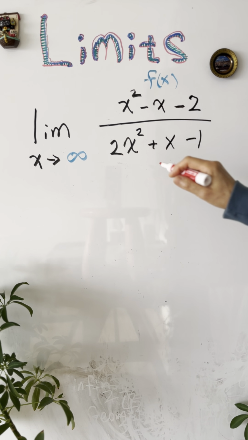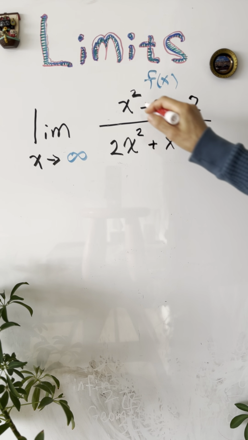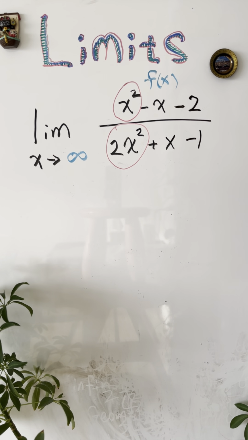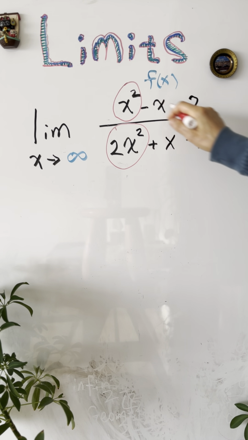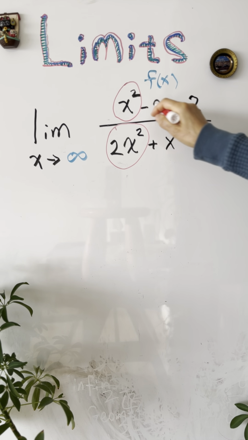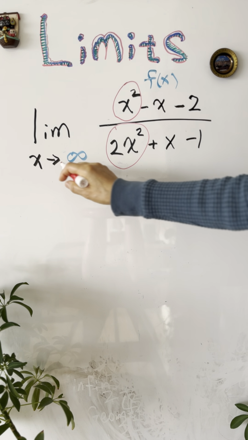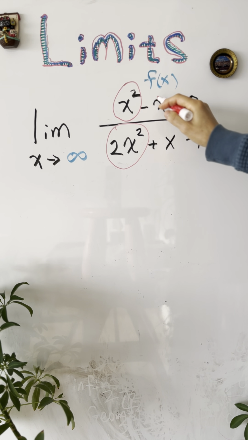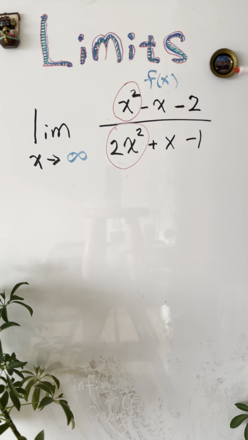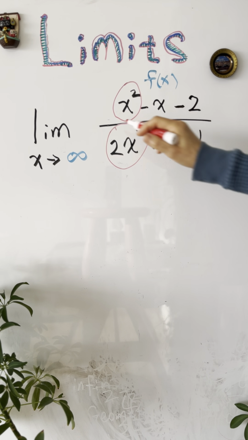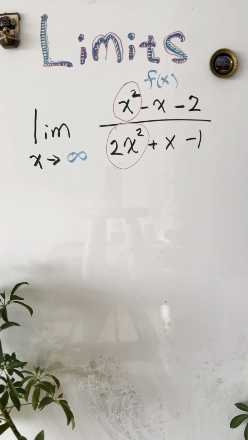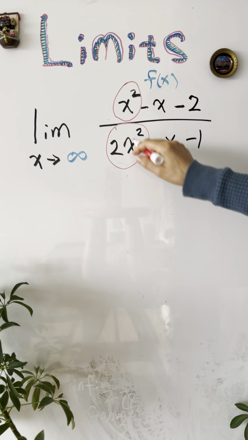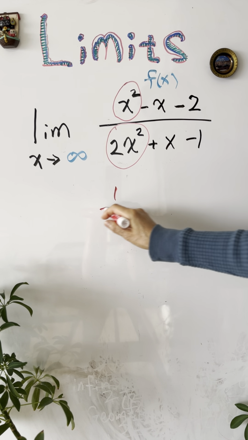When x approaches infinity, what do we do? We only take the leading term in the numerator and the leading term in the denominator. I like to call this the ignore rule. We ignore the lower terms, because when x approaches infinity or negative infinity, the leading term dominates. The lower terms just don't count anymore. So x squared divided by 2x squared is just half. So the limit of this equals half.